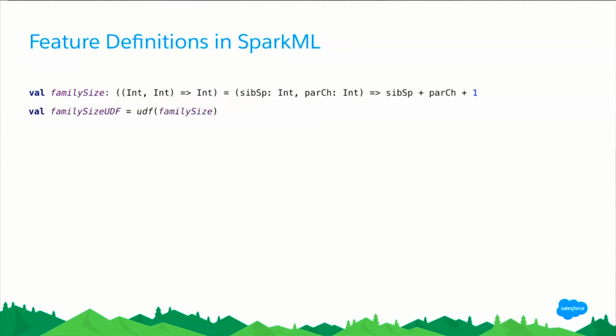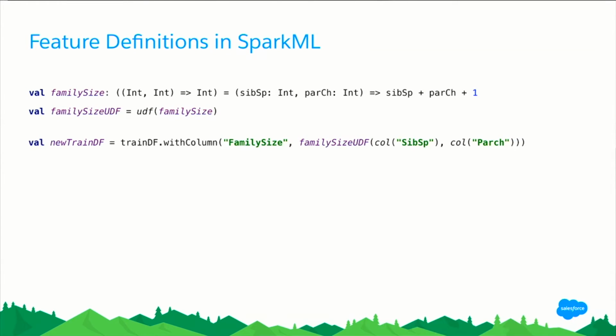I would then register this function as a UDF. And then I would transform my training data frame by applying this UDF to the siblings column and the parents column. And notice here that I'm referencing these two columns by their names. So I have to be very careful that I don't make any spelling mistakes here, that I know exactly what the names of these columns are. I also have to be careful that these are actually integer columns, because if they're not, I'm going to get a runtime error. And then I have to also keep track of all the output column names that I'm generating.